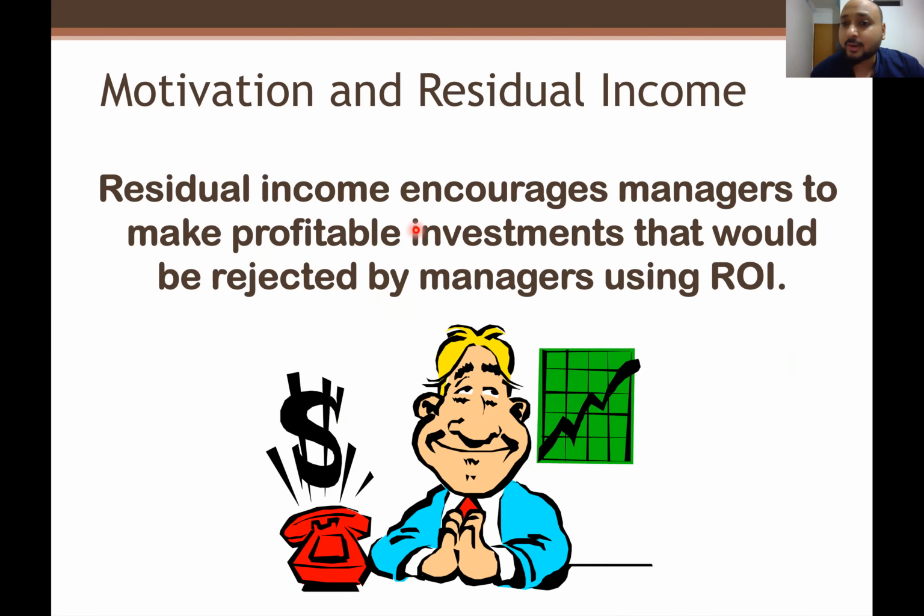So motivation and residual income. Why should we prefer residual income over ROI? Because residual income encourages managers to make profitable investments that would be rejected by managers using ROI. In the previous learning objective, we have seen that although our ROI increased from 15% to 22%, managers reject that. Why? Because their performance is linked with the asset turnover. Asset turnover decreases from 2.5 to 2.33, right?